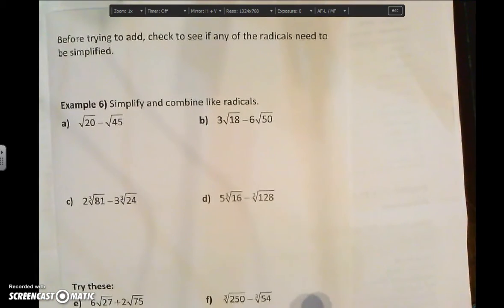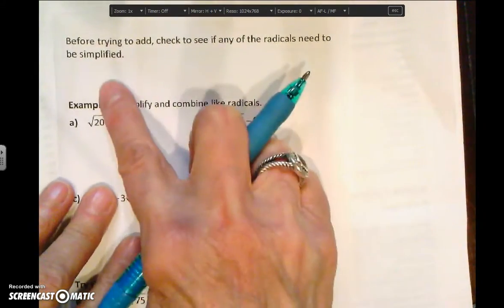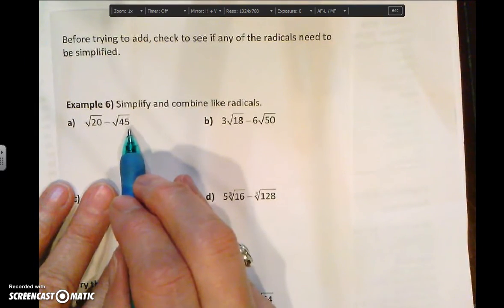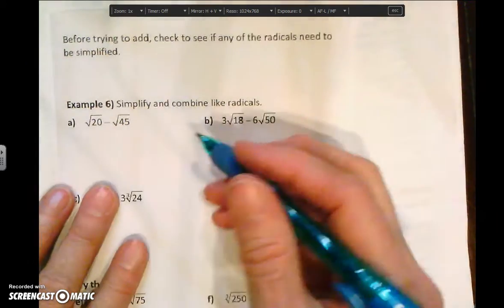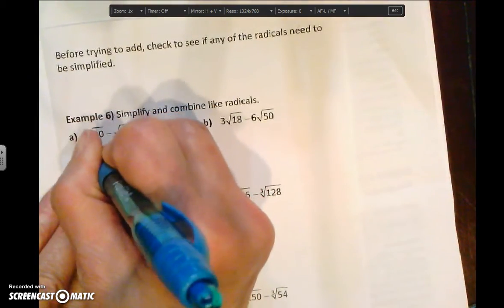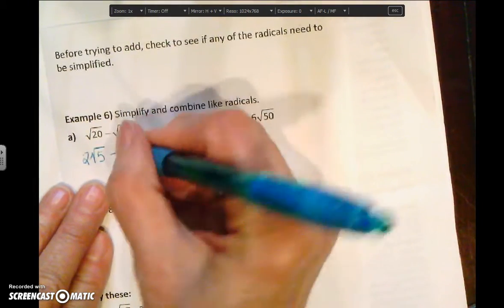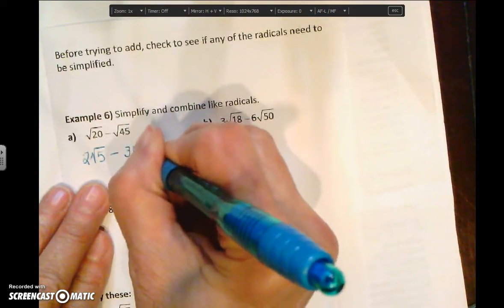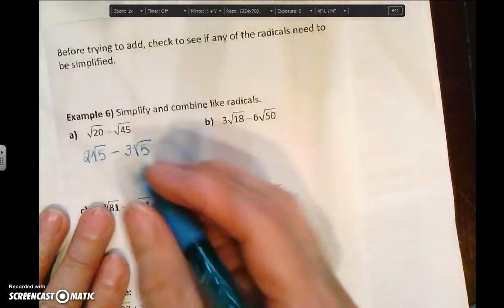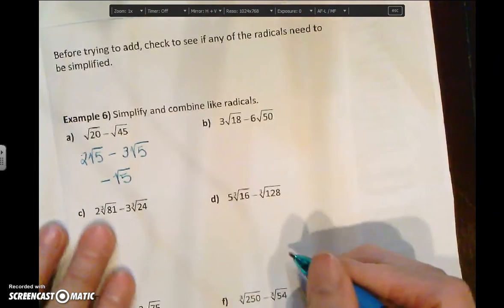And then I'm going to say 7 subtract 3 is going to be a positive 4 cube root of 2. All right. Then before trying to add, you always want to check to see if any of the radicals need to be simplified. So here, a square root of 20 and a square root of 45 are not like radicals. But if I simplified 20, which is 4 times 5, it's going to simplify to 2 radical 5. And 45, which is 9 times 5, so it's 3 radical 5. So now I've got like radicals, and I can subtract 2 minus 3 and get a negative 1, which I don't write, radical 5.